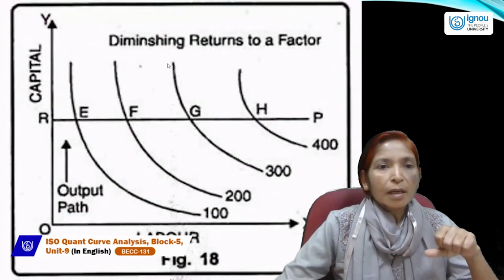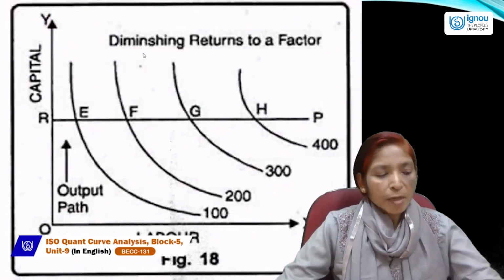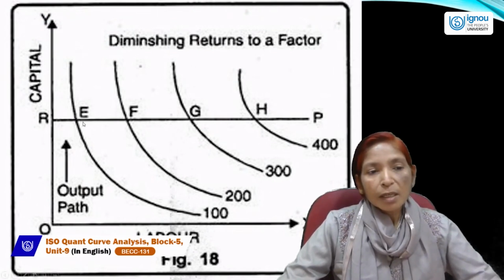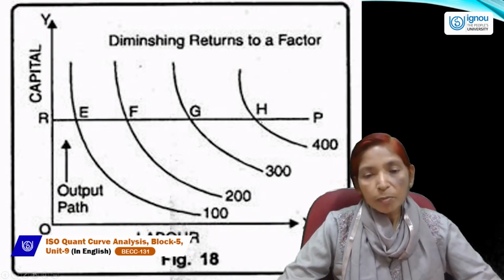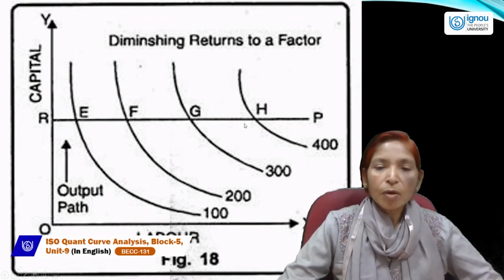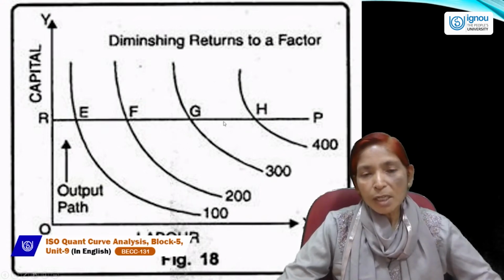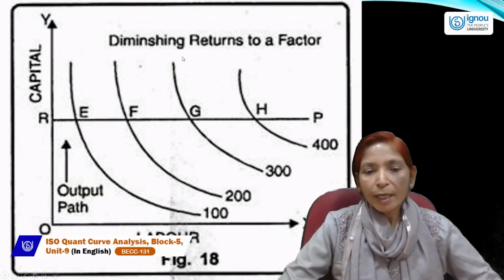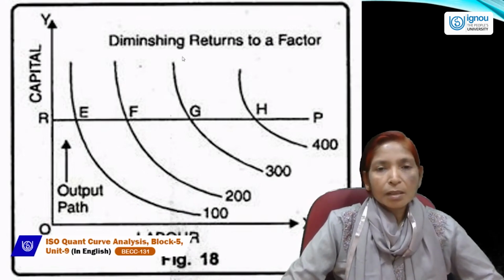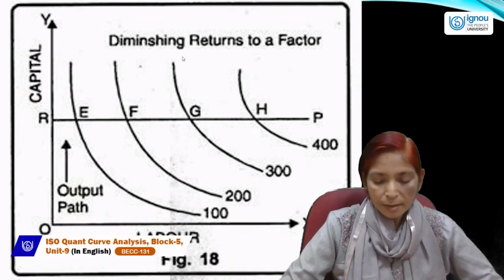And third is the diminishing returns to factor stage. Diminishing returns to factor will be applicable when EF is less than FG and FG is less than GH. It means the gap is increasing. It means we are using more amount of input for getting the same amount of output. So this stage is showing the diminishing returns to factor stage. So we can also represent the law of variable proportion with the help of isoquant curve analysis.